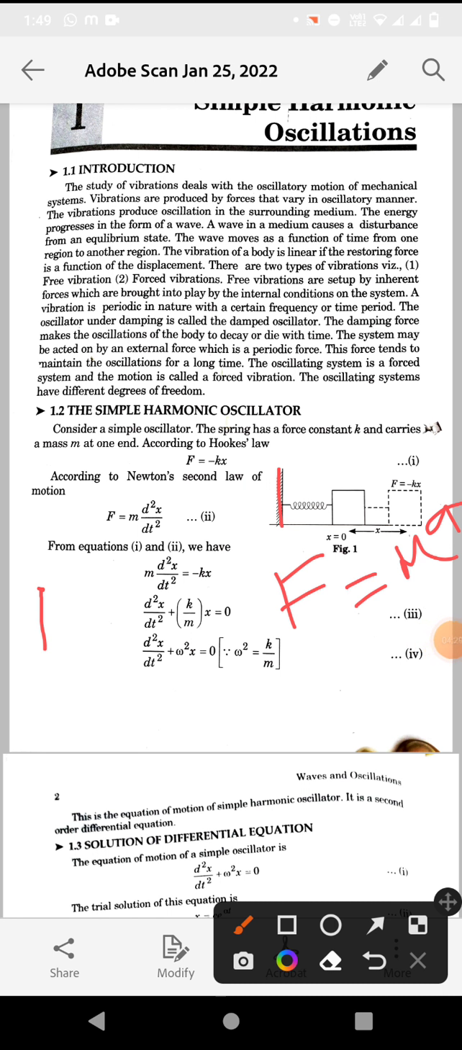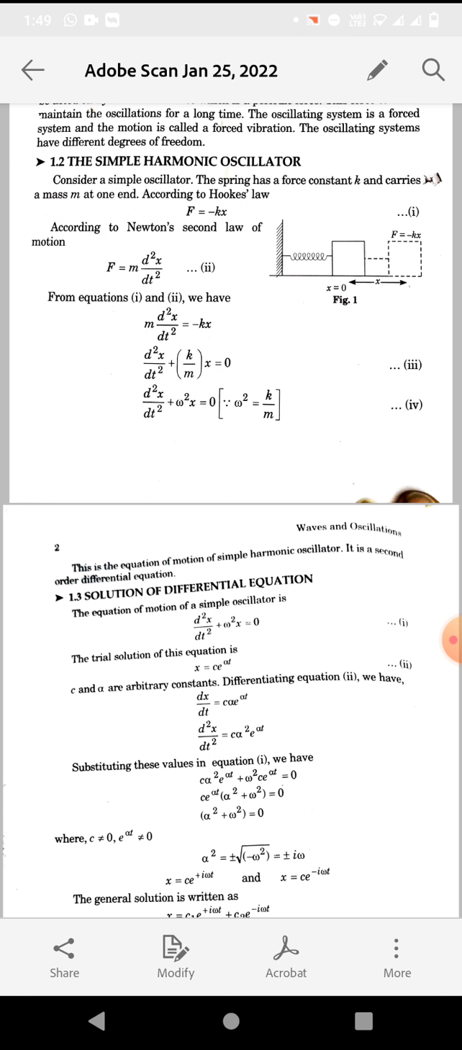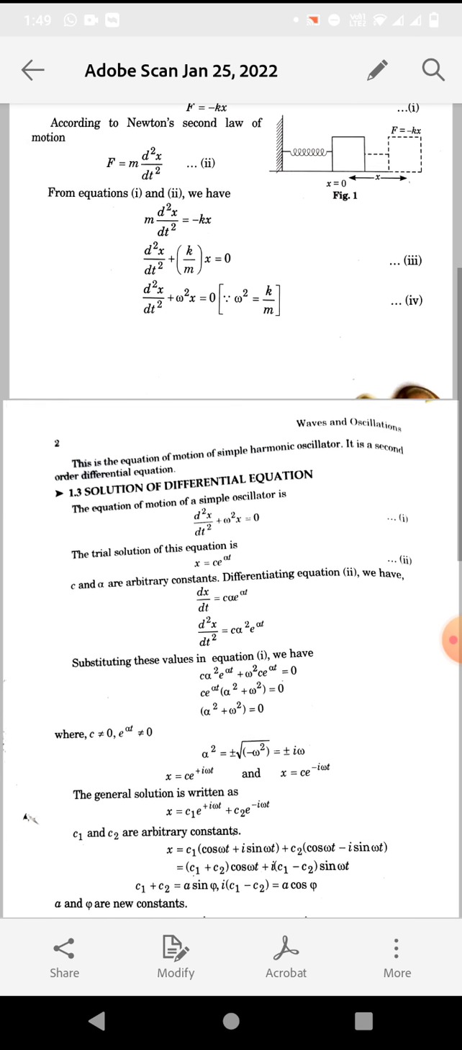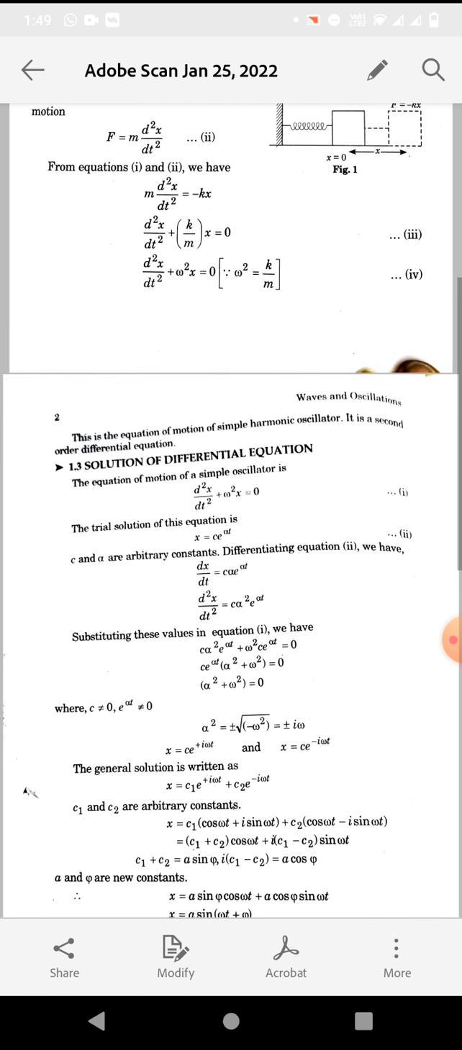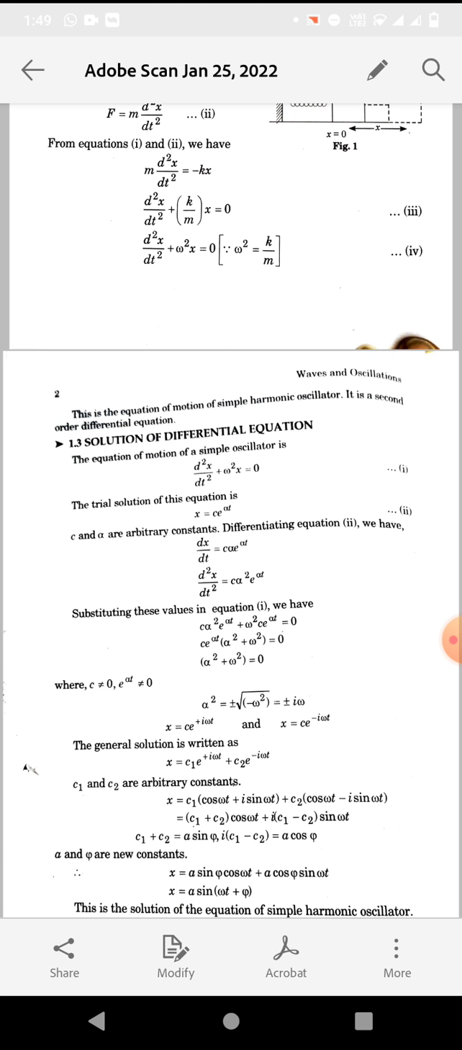What is the solution of this equation? Solution means that when we apply the x value in this equation, finally we get 0. That is the solution of the equation d square x by dt square plus omega square x is equal to 0. So we try to substitute by known methods. This is the equation of the simple harmonic oscillator, and it is a second order differential equation because the highest power is 2.